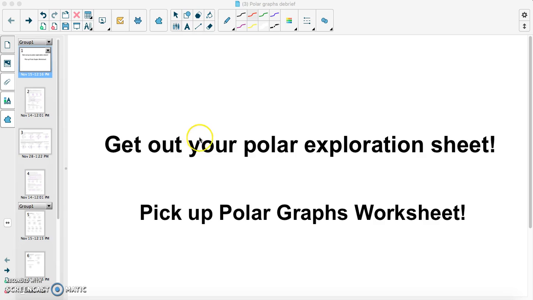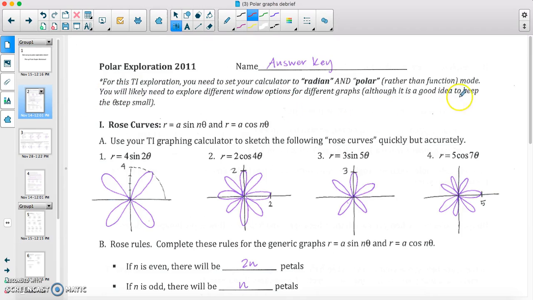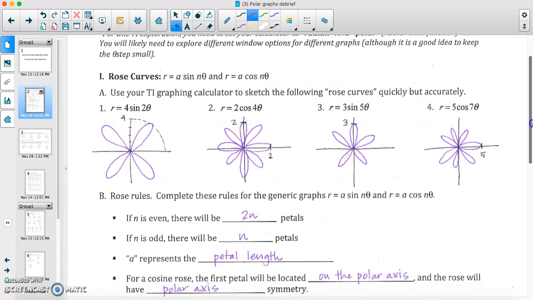I just want to start with going over your polar exploration sheet, and then the rest of the class is your time to work. But I just wanted to clarify any questions that I think you might have. So this is what you did last class. You went through on Desmos or on your TI, and you hopefully went through all the different problems. So I'm just going to point out some of the things you hopefully noticed.